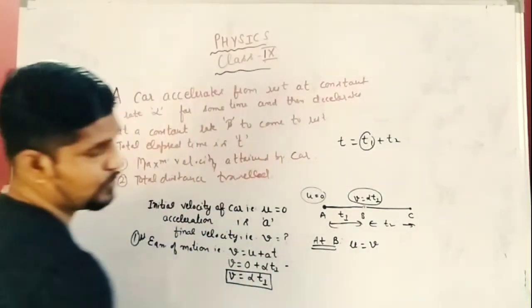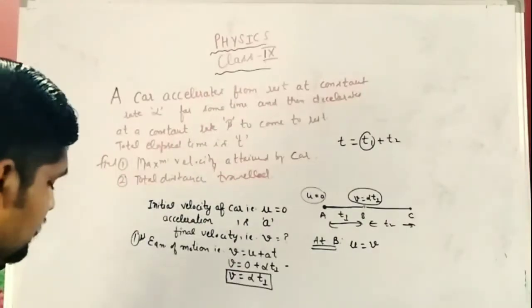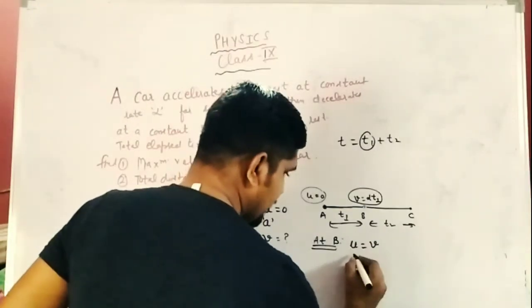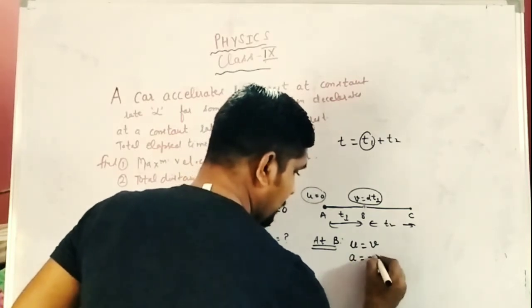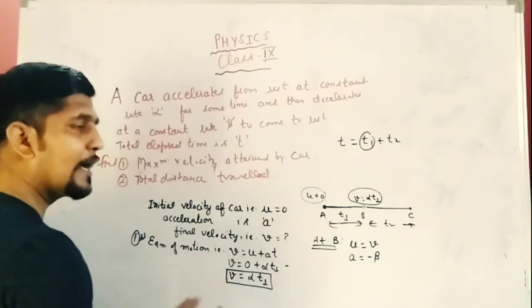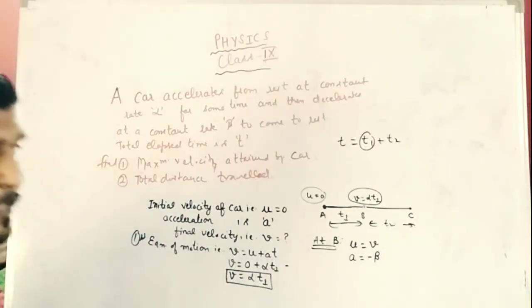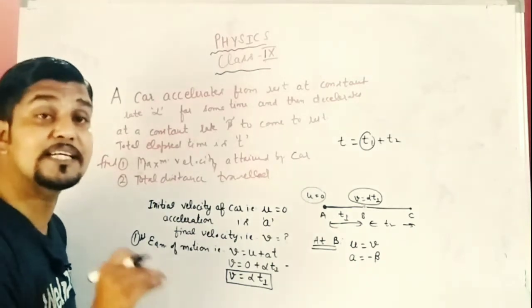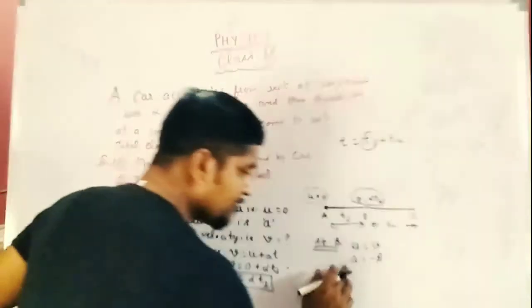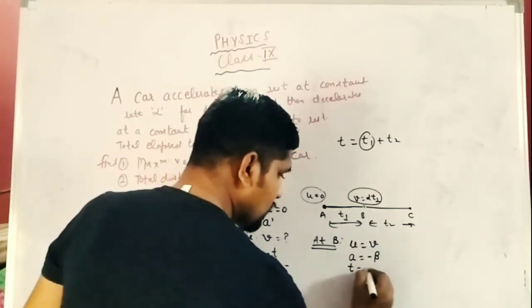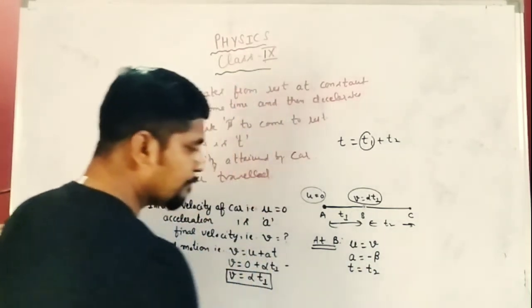V. So u will be equal to how much? It is V, and a is equal to how much? Minus beta, because the value of acceleration is beta, and it is decelerating. It means negative, it is decreasing. So a will be equal to minus beta and t will be equal to t2.